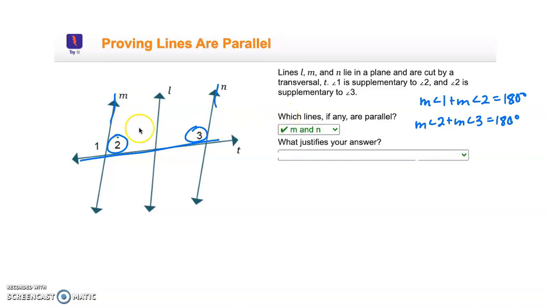then M and N would be parallel because of the converse of the same side interior angle theorem. The theorem says if we have two lines that are parallel, then these two angles are supplementary. So the converse would say if these two angles, the same side interior angles, are supplementary, then the lines are parallel.